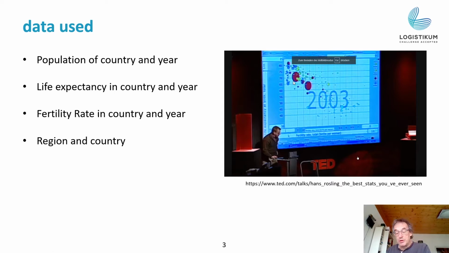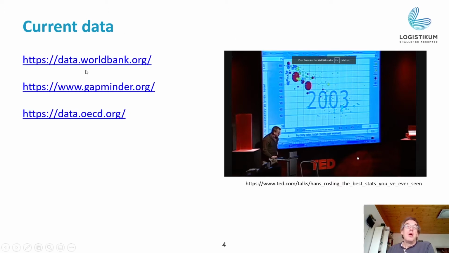So where can we find current data? We can find current information about the countries in many places on the internet. We can find them on data.worldbank.org, on gapminder.org, or on data.oecd.org. I will now show you how we can find the data from the World Bank.